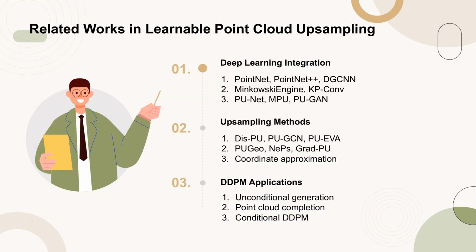The integration of deep learning with 3D data has led to significant advancements, with networks like PointNet, PointNet++, and DGCNN enabling feature learning from point clouds. PUNet was the first to apply deep neural networks to point cloud upsampling, followed by methods like MPU and PUGAN achieving more significant results. PU-EVA introduced arbitrary upsampling rates, while PUGCN and NePS focused on sampling within a 2D space for higher quality. GradPU transformed upsampling into a coordinate approximation task.